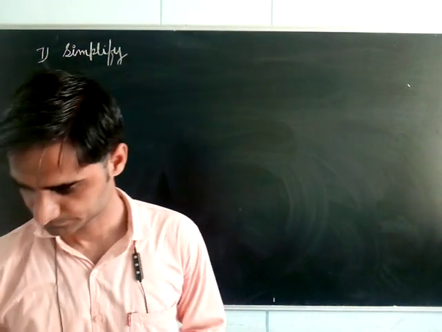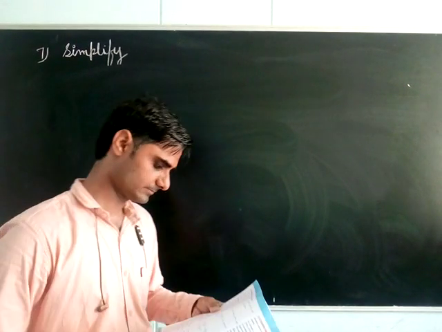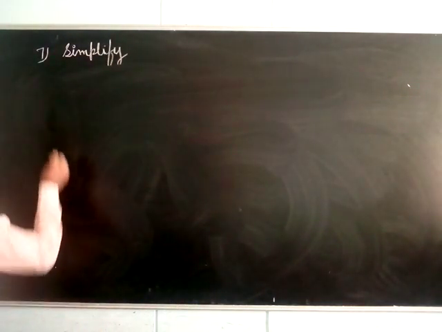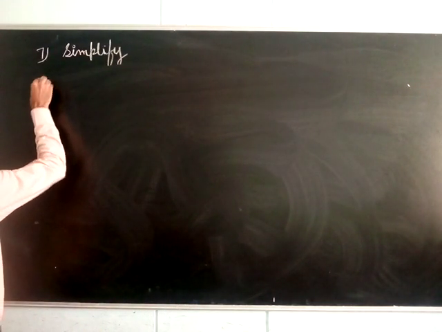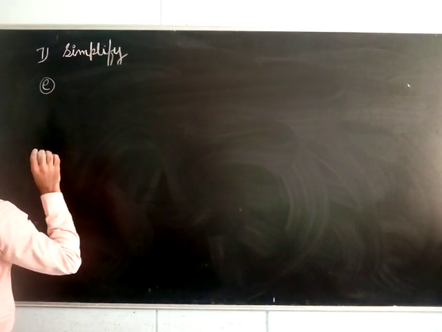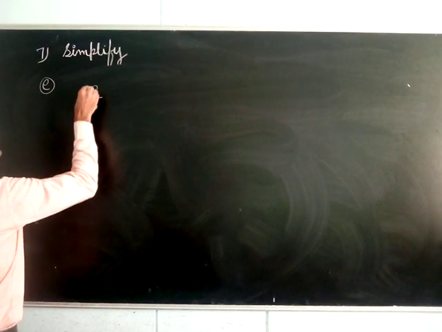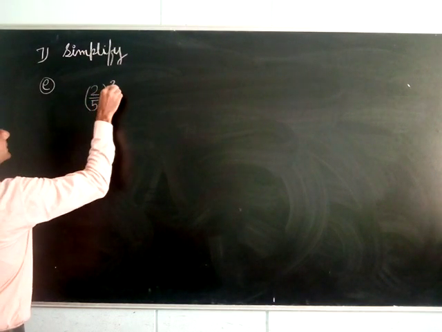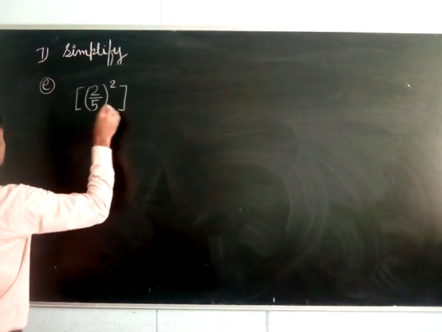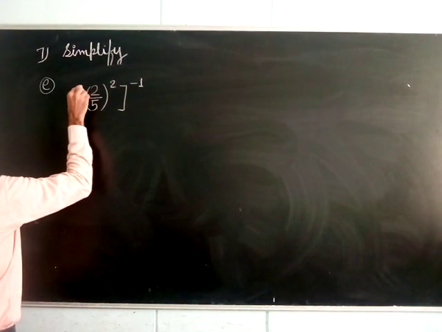Next, question number E is, watch it carefully everyone. (2/5)^2, this one, and in a big bracket this is minus 1. The bracket is also there.